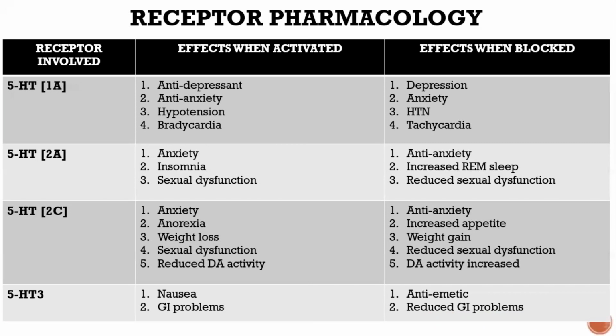Now we come to 5-HT2A receptors. If 5-HT2A is activated, it causes anxiety. It causes insomnia. So if you are taking any medicine and you read in its pharmacological actions that it activates 5-HT2A receptors, you should be careful because it can cause insomnia. You will not feel sleepy. And definitely it causes sexual dysfunction. So if one or both of a couple are taking any medicine that activates 5-HT2A receptors, and they are planning to have a child, then it can be a problem for them.